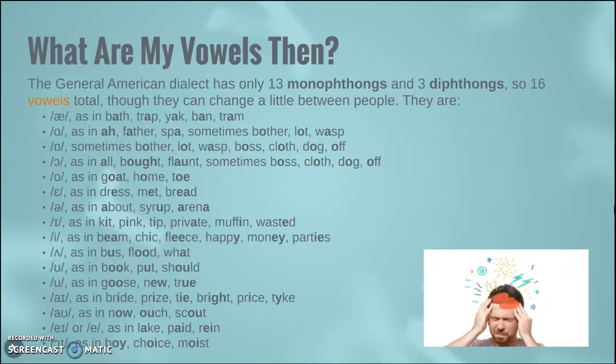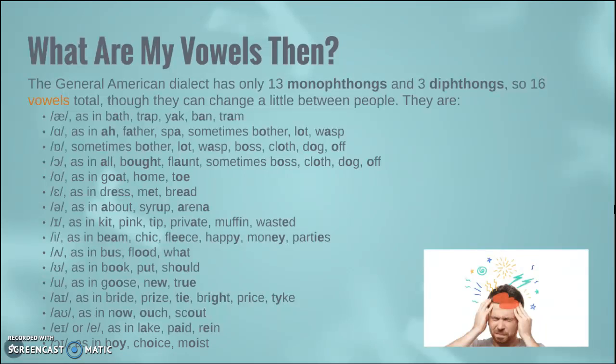Bus, flood, and what make a U-ish sound. Book, put, and should also make a U-ish sound. Goose, new, and true also make a more U-ish sound. We have our first diphthongs as well. Bride, prize, tie, bright, price, and tyke make an I diphthong. Now, ouch, and scout make an ow diphthong.